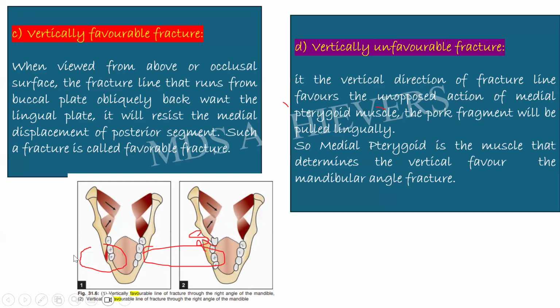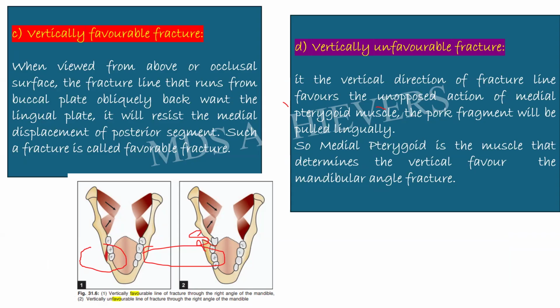This is the view that we see in the transverse view. When viewed from above, the occlusal surface or transverse view, if the fracture line runs from the buccal plate obliquely, that is backward, to the lingual plate, running oblique in the upward and backward direction, then it is going to be a favorable one.